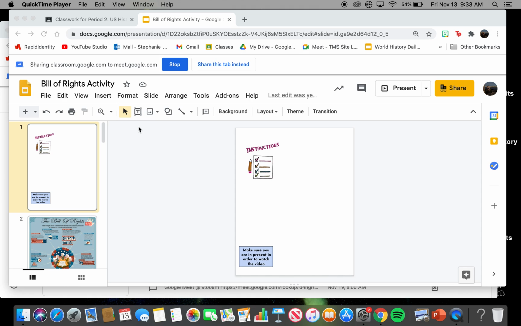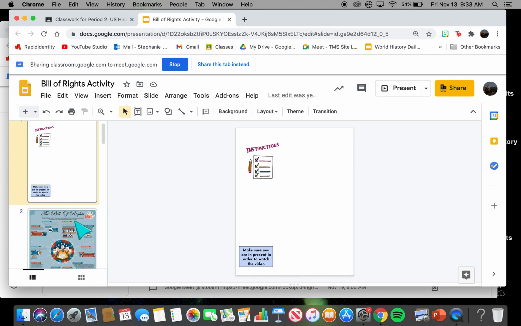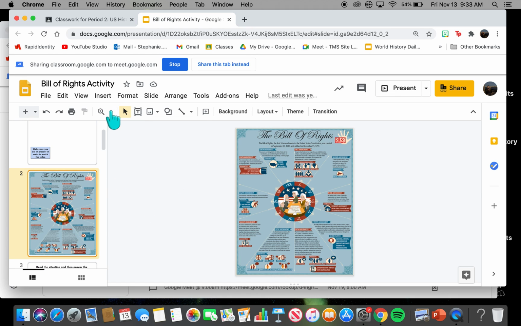The first slide is just the instructions, so it's the video I'm making right now. If you're watching the video, then yeah, extra directions that you didn't get in the Google Meet. For slide 2, it's a poster that you're going to use for this assignment. So it's really important that you take a look at it.